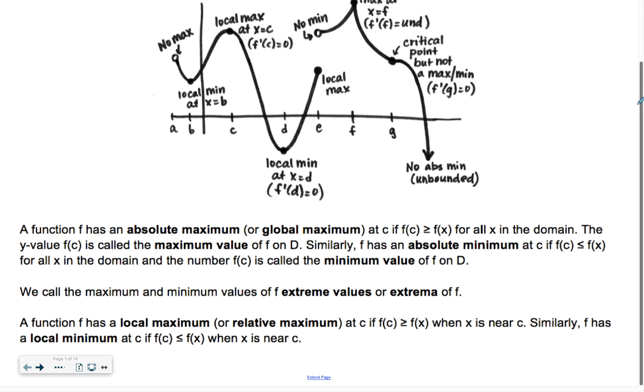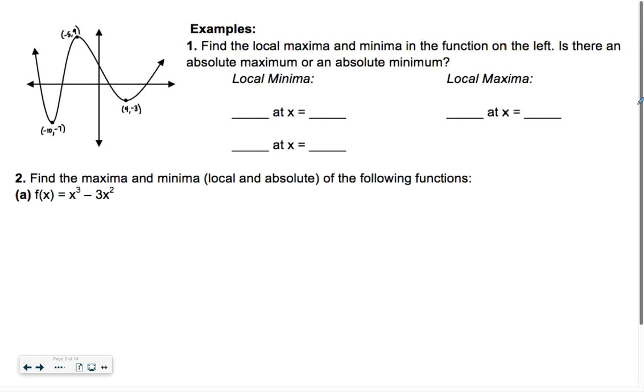So we call all these extrema. So if you hear something where it says find the extrema of the function, it means find all of the local max and mins and global max and mins, or absolute max and mins. Okay, so let's try one. So it says find the local maxima and minima in the function on the left. Is there an absolute max or an absolute min?